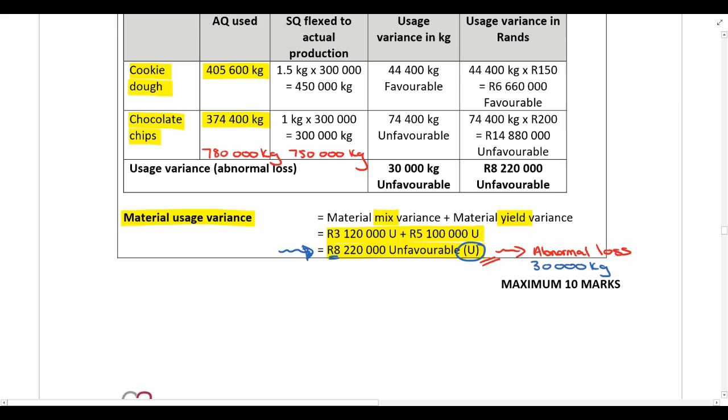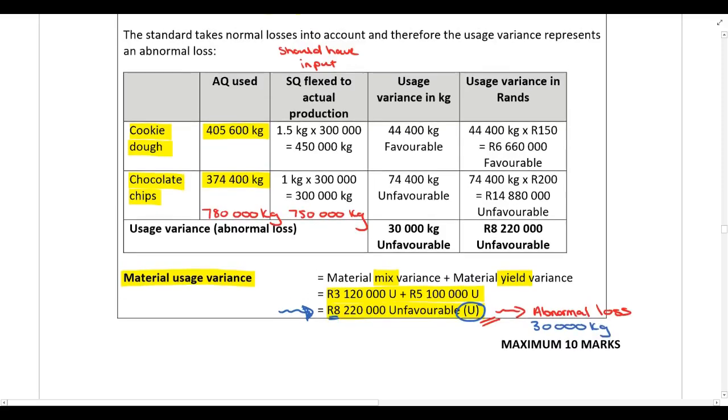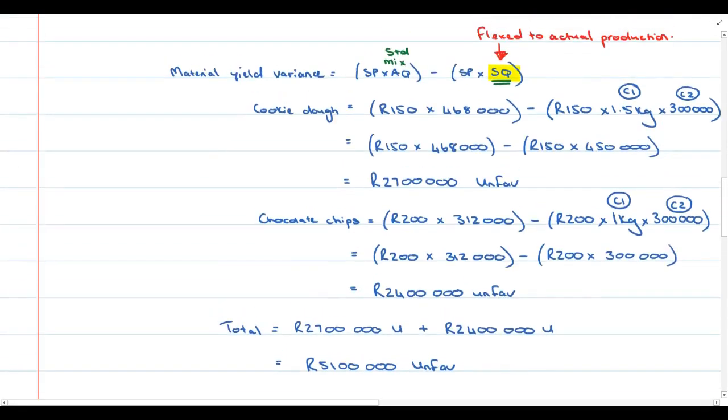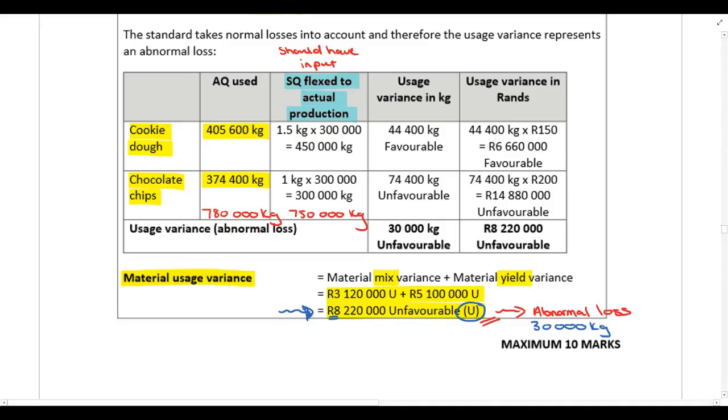So where do we get that split from? Guys, the quantity that they should have input is the standard quantity flexed to actual production. So we have already performed this calculation. If you go back to your variance calculations, here's the standard quantity flexed to actual production. So for cookie dough, it's 450,000 kilograms, and for chocolate chips, it is 300,000 kilograms. Giving us a total of 750,000 kilograms.